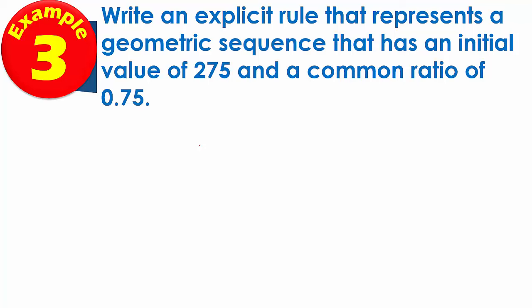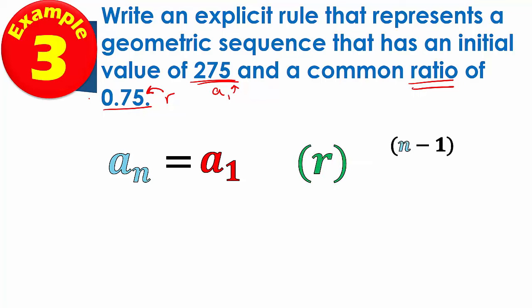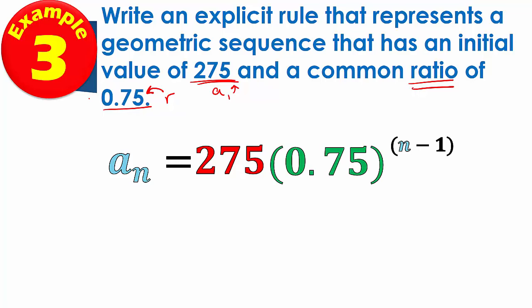Final example for this video. We want to write an explicit rule that represents a geometric sequence that has an initial value, so that's our a sub 1, of 275, and a common ratio of 0.75. So that's our r. So we know what that is. All we need to do is write the rule. So again, a sub n equals, our a sub 1 is 275. So we've got this here. We're going to replace a sub 1 with 275. We're going to replace the r with the 0.75. And that's your answer. That's all you have to do.